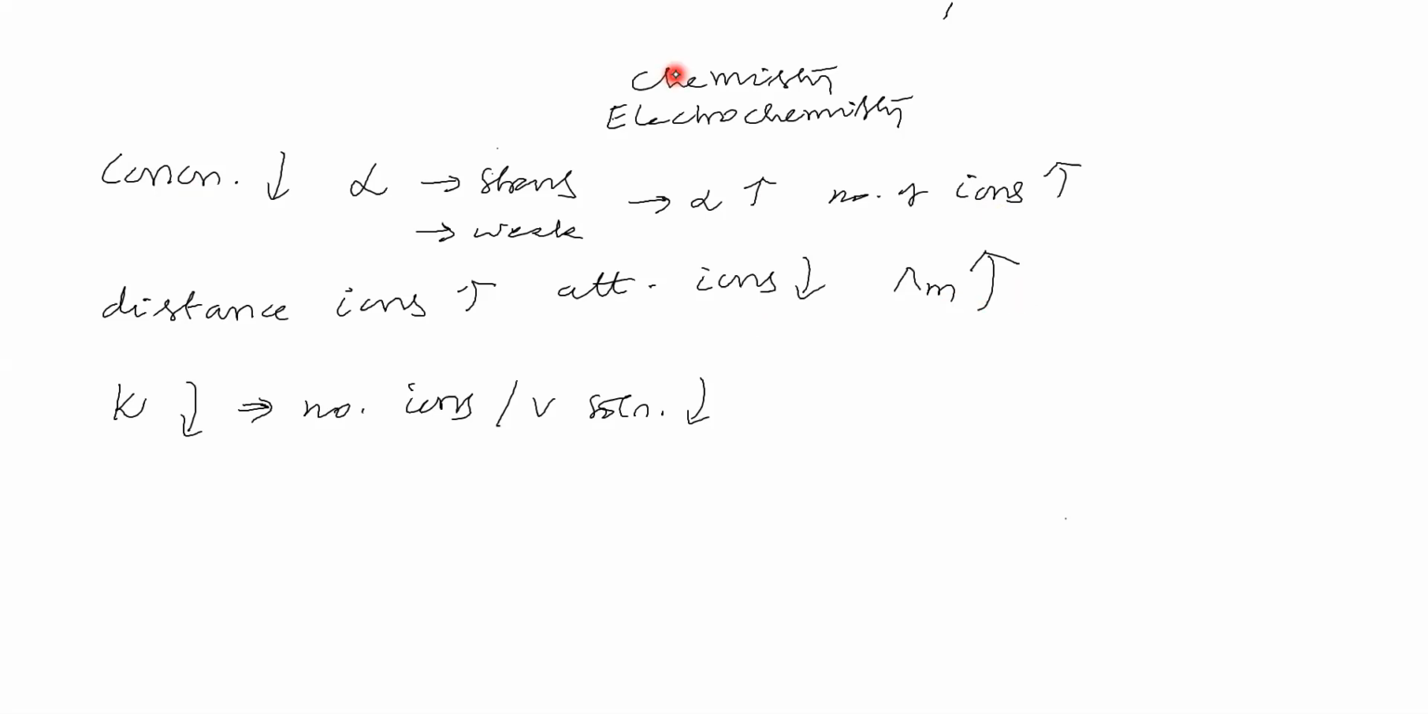Okay. Now, graphically, we will see the lambda m and concentration relation. We will take molar conductivity lambda m on the y-axis and the square root of concentration on the x-axis. We will get a graph.